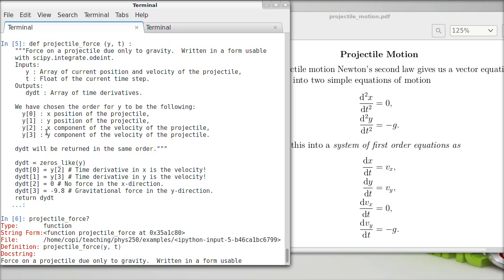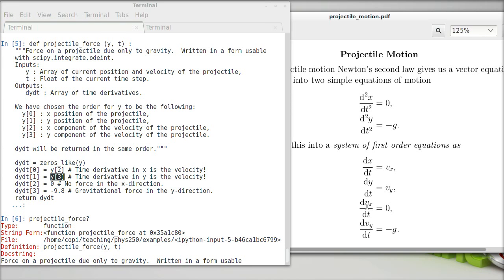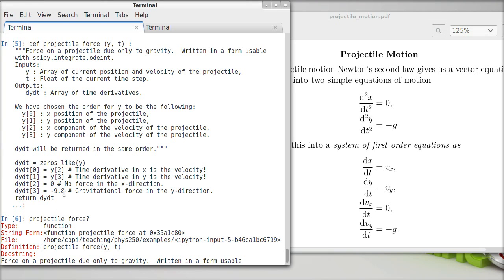What's vx? Well, vx is the component with index 2 in this array, at least how I've chosen it. So dy/dt of 0 is just dx/dt, better known as vx. Similarly, for the next one, that's vy. The next component of dy/dt is dvx/dt, so the derivative of velocity with respect to time, and that's just 0. And similarly for the y component, and then we just return that. And so this is what this function needs to do.